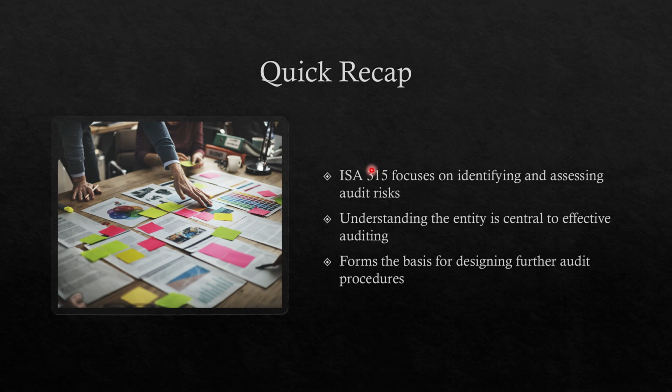To summarize, ISA 315 focuses on identifying and assessing audit risks. A strong understanding of the entity and its environment is essential. The standard forms the foundation for designing further audit procedures under ISA 330. So, if the auditor gets ISA 315 right, the rest of the audit becomes more effective and meaningful.